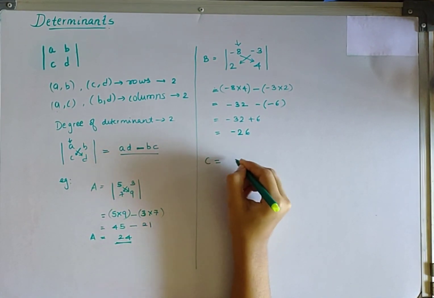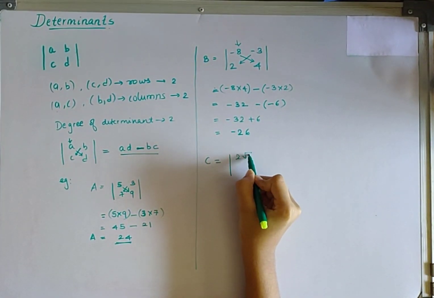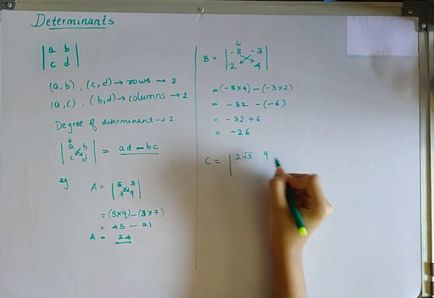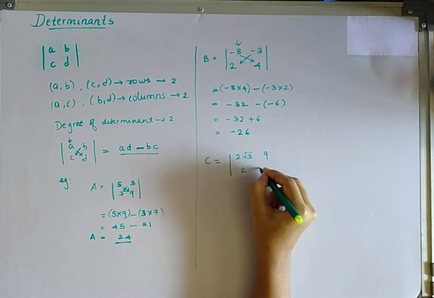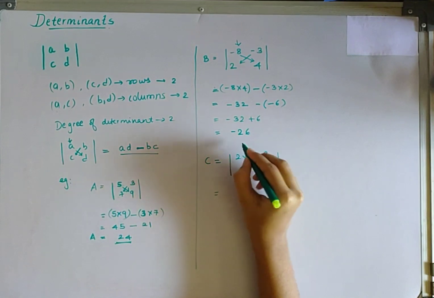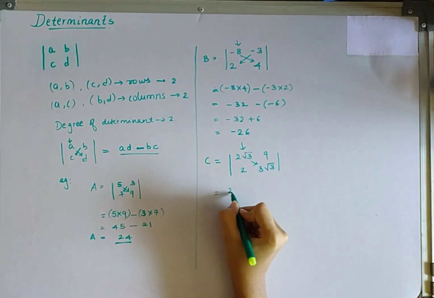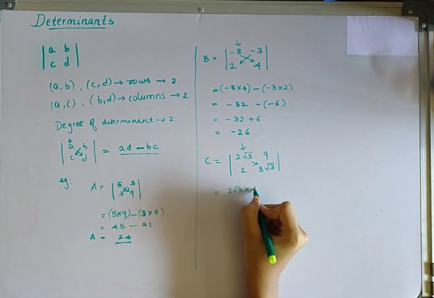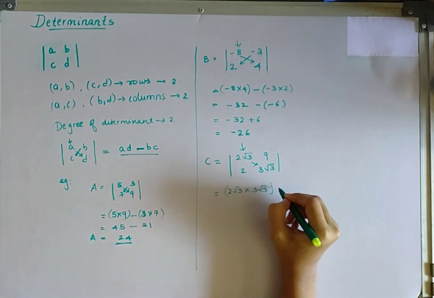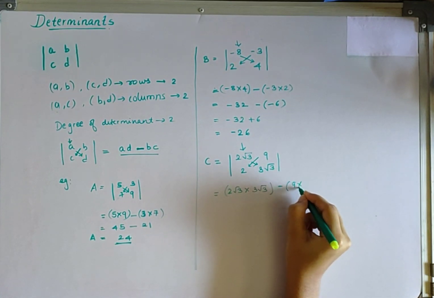Fine. Let's solve one more sum. Suppose your C is given as 2 root 3, 9, 2 and 3 root 3. Let's solve this also. First this, then the diagonal: 2 root 3 into 3 root 3. Before moving to the next diagonal, a subtraction sign. Then the next diagonal, that is 9 into 2.